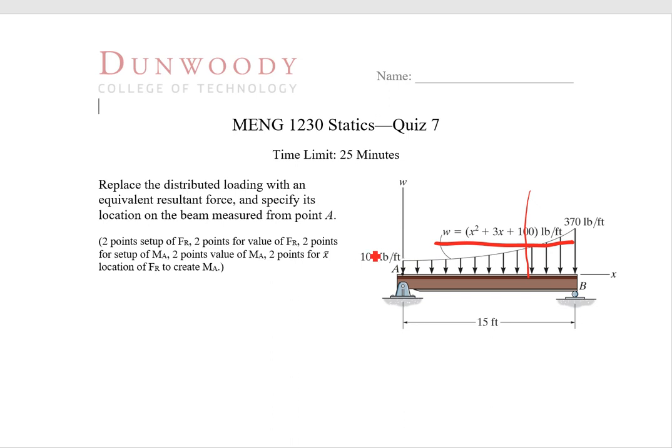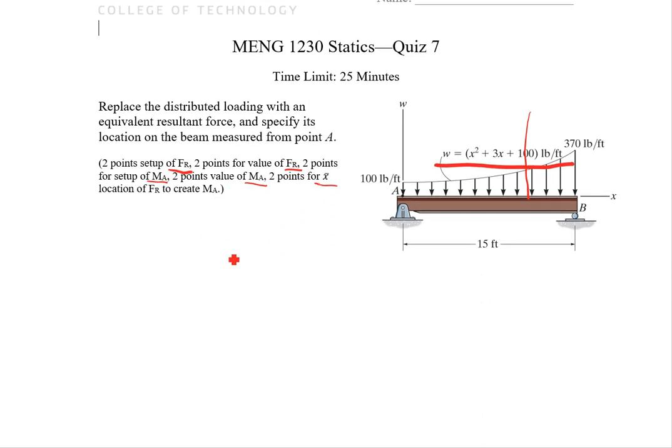So looking at the ways that we earn points, we get 2 points for the setup of the resultant force, 2 points for finding its value. We're going to take the moments around point A, the value for that, and that could be an intermediate step, that's fine, and then the location for our resultant force, x bar, will give us our full 10 points for this problem. So what are our steps?